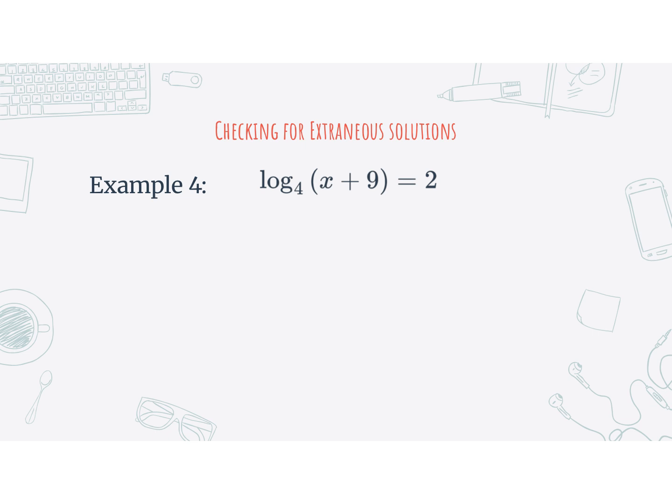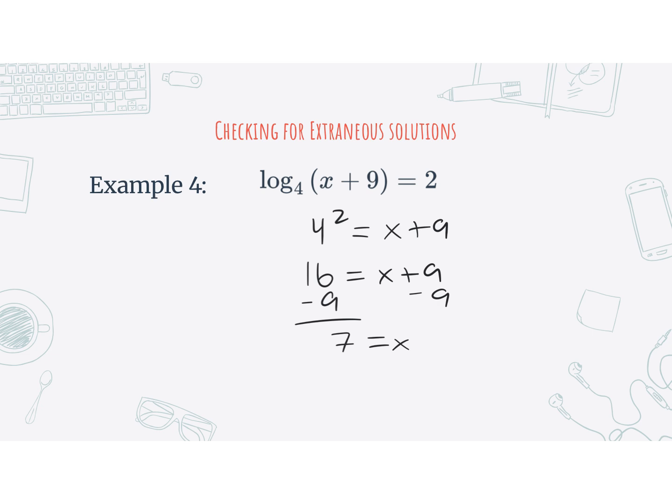All right, so in this next example, we're going to do that same thing. We're going to solve for x. So we're going to turn this into exponential form. So I've got 4 to the second power is equal to x plus 9. I've got 16 is equal to x plus 9. And then I'm going to subtract 9 from both sides. And what I get is 7 is equal to x.